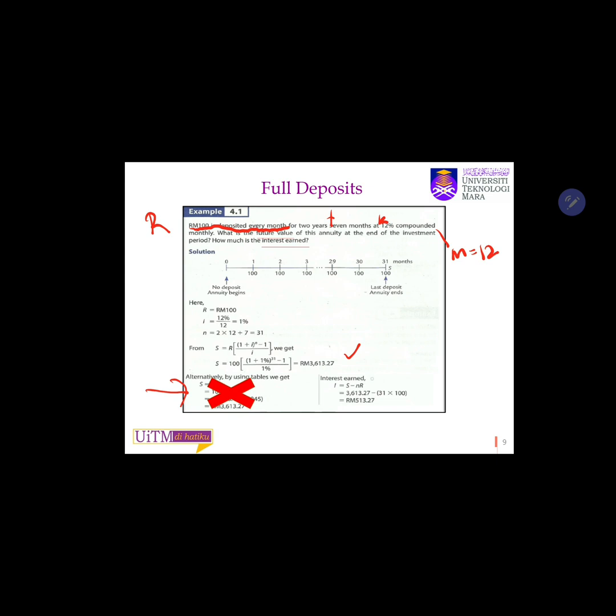Okay, interest earned. So we know that the formula is I equal to S minus NR. So you just substitute what is your S, and N is you dah calculate tadi, NT times with R. R is the periodic payment. So you will have the answer 513.27.